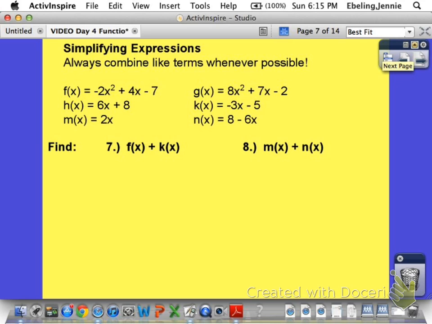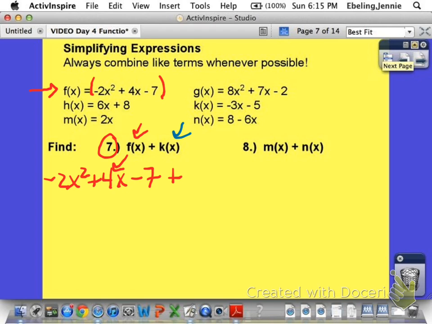And on this page, number 7 right here, it says f of x plus k of x. Well, when it says f of x right here, that means I need to go and look for the f of x function. All I want to do is use the algebraic expression that it equals. So f of x is this negative 2x squared plus 4x minus 7. Then I have plus, and then it says k of x. So for k of x right here, I've got to look for the k function. And then I just use its algebraic expression and tack it on the end.